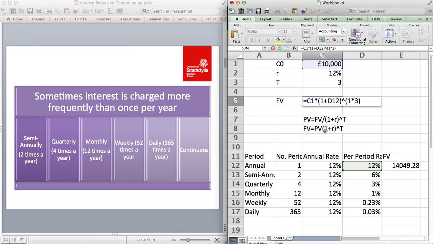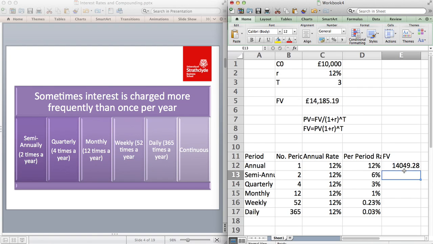Well, let's look at this formula. It's C1, it's the original amount, multiplied by the per period rate, to the power 2 times 3. Right, okay, that's 6. There are 6 periods. You're compounding twice a year for 3 years. Okay, what's that equal to? Well, you can see that becomes 14,185.19. Let's do the next one.